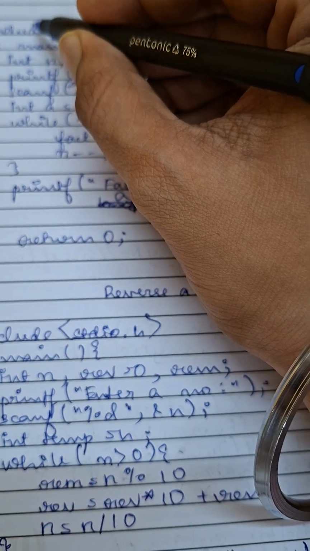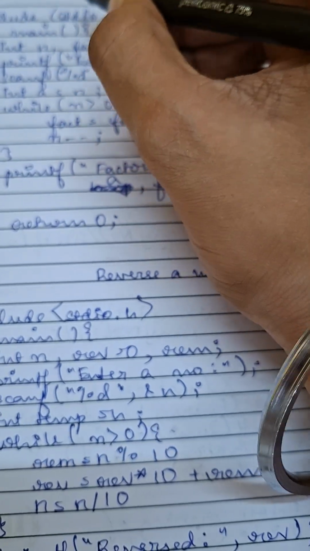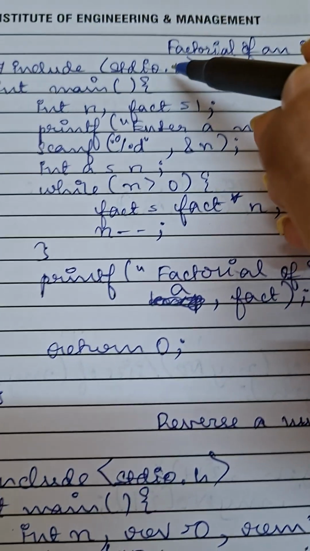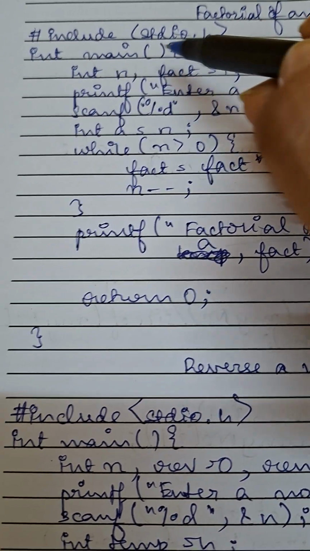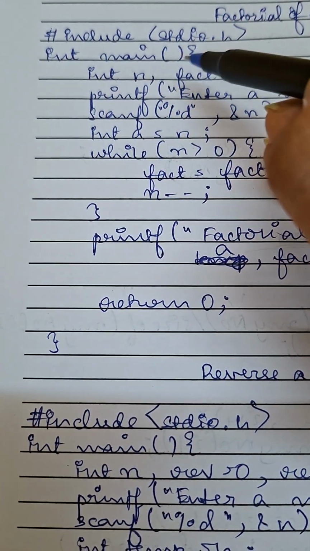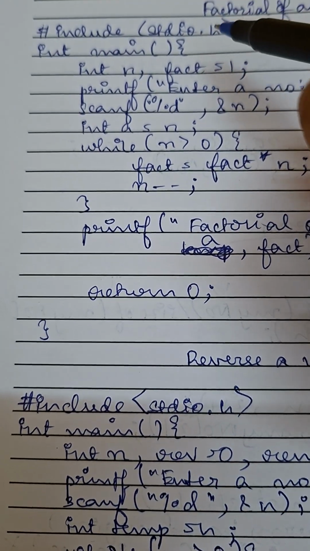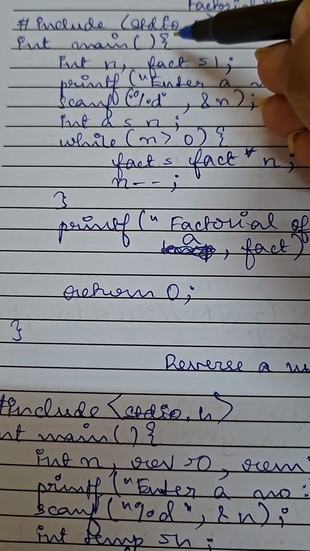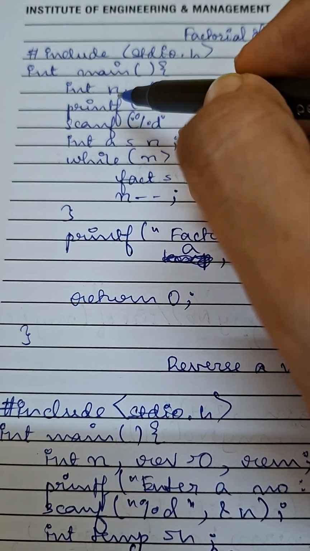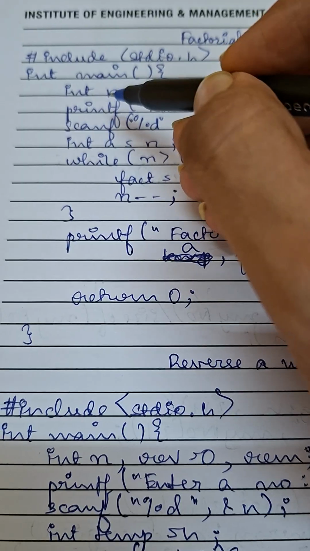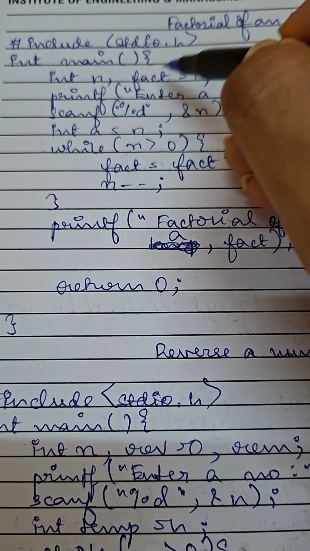First, as we know, we write the include statement where we have the standard input and output library. Then we write int main, that is the main function block. Here we open it with a curly brace. First we take an input n and factorial equal to 1.